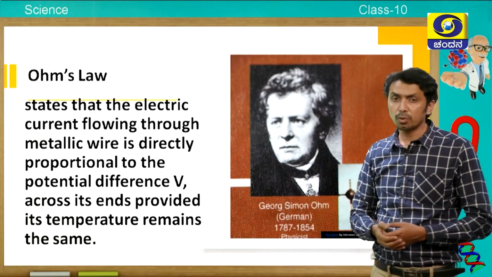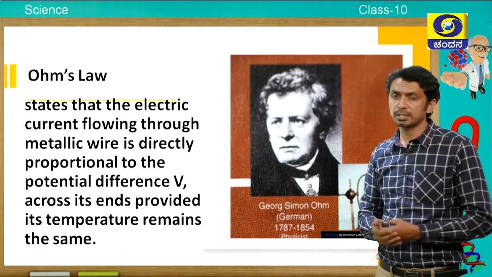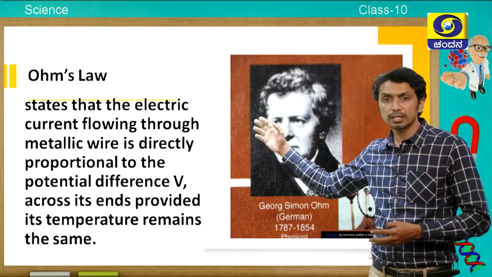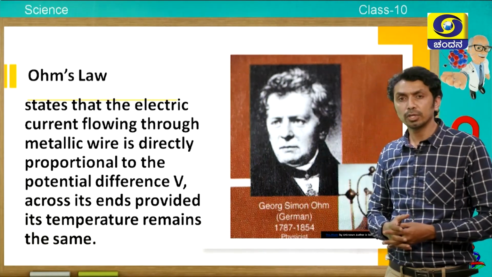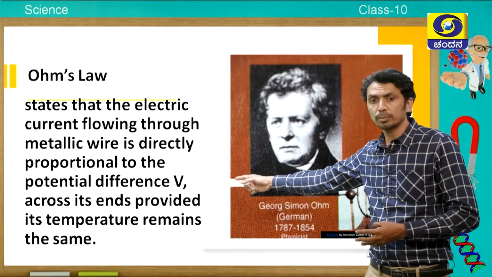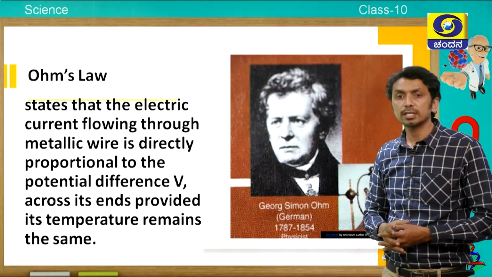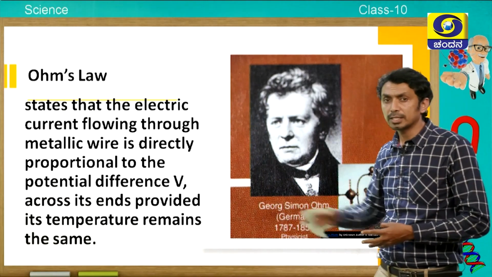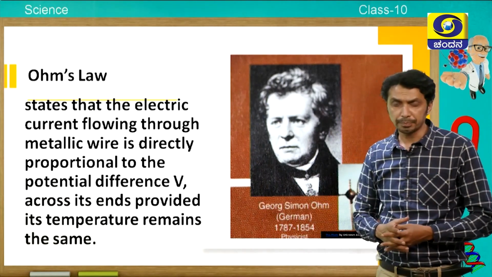So what does Ohm's law state? Here is the physicist George Simon Ohm. He stated that electric current flowing through a metallic wire is directly proportional to the potential difference V across its ends, provided the temperature remains the same.